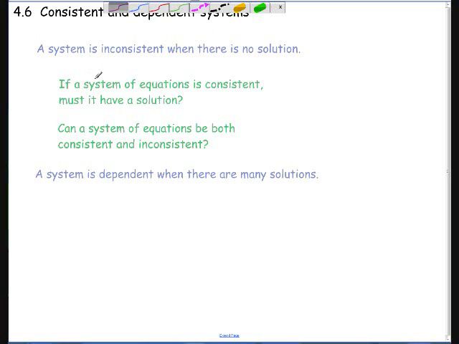So just to review our definitions. Inconsistent when there's no solution. If a system of equations is consistent, must it have a solution? Didn't we see this before? Can a system of equations be both? We certainly saw this before. This is a little review. A system is dependent when there are many solutions.